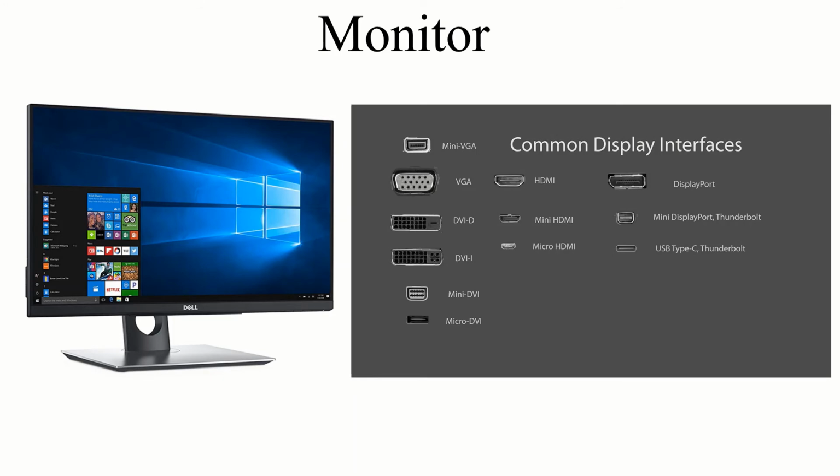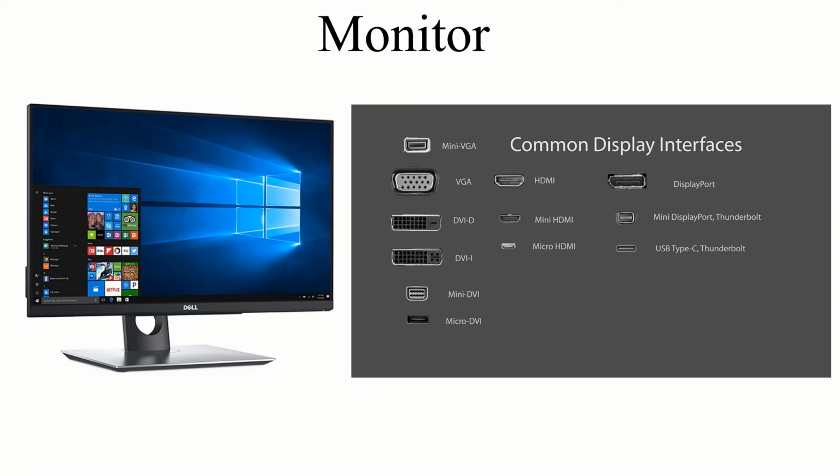If your desktop has a VGA port, we can use a VGA monitor, and if your desktop has a DVI port for display, then you can use a DVI monitor. And if you have HDMI or DisplayPort, you can use HDMI or DisplayPort. Another common display option is also available, which is USB Type C Thunderbolt. The latest monitors are coming with USB Type C, so if your motherboard has a USB Type C port, you can use a USB Type C monitor.